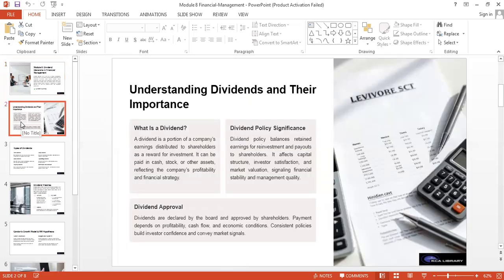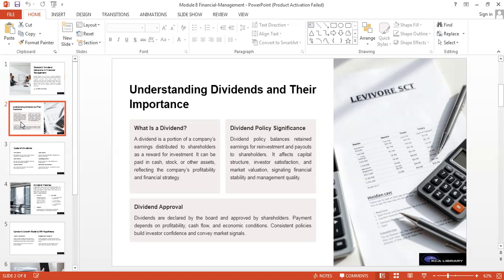What is dividend? A dividend is a portion of a company's earnings which is distributed to shareholders as a reward for investment. It can be paid in cash, stock, or other assets, reflecting the company's profitability and financial strategy. So it's a portion of a company's profit which is distributed to shareholders as a reward for the investments they've made, and this can be in cash, stock, or other assets.